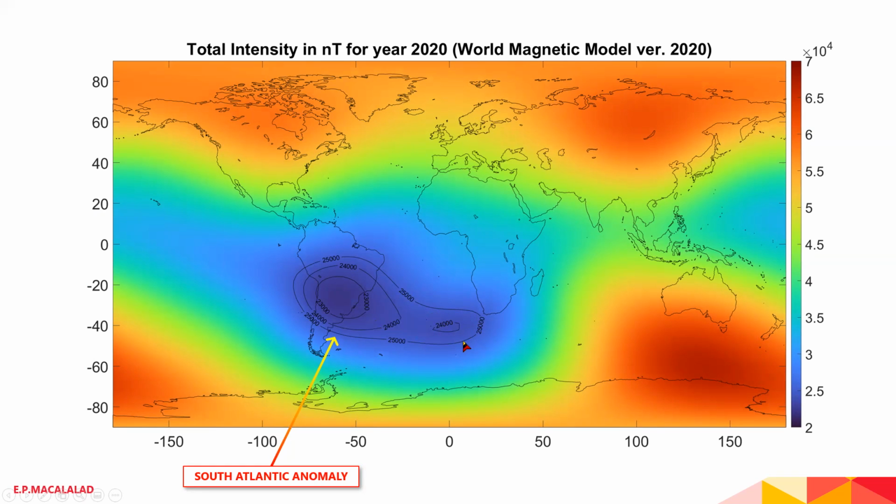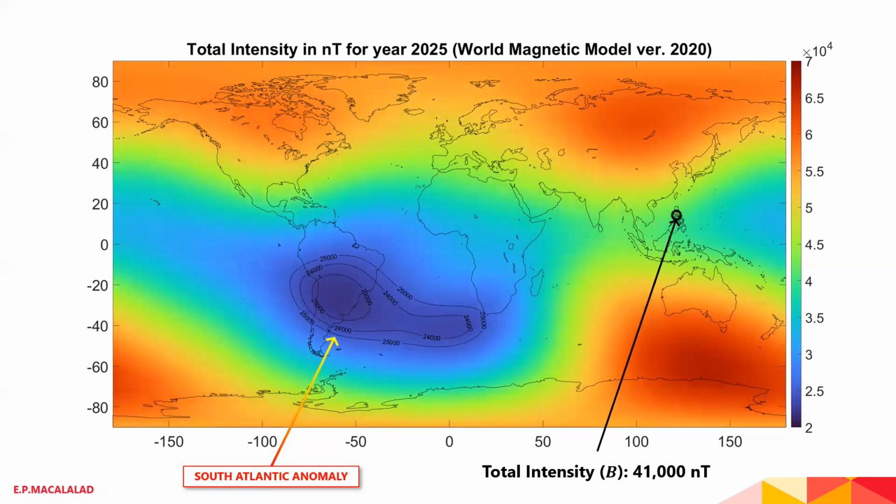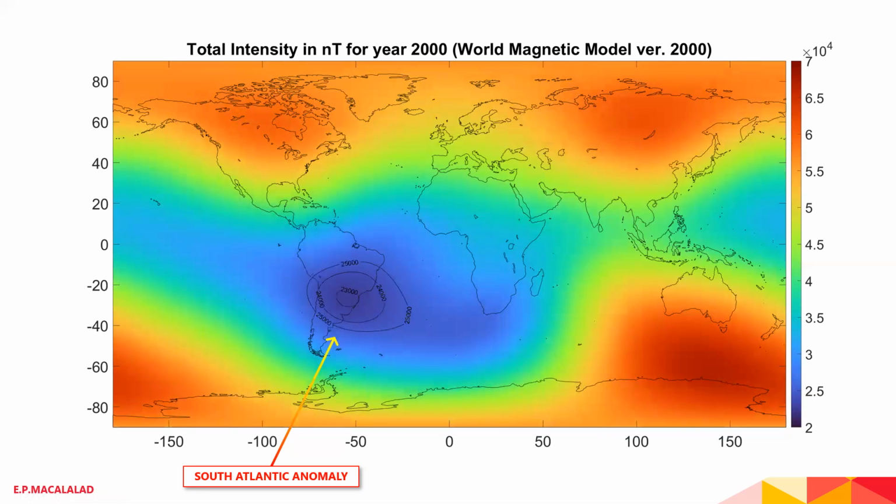So right now, it seems that there is another anomaly happening somewhere here. This is 2020, and today is actually here in the Philippines, specifically somewhere in Manila. The total intensity is about 41,000 nanotesla here in the Philippines. Now, if we extend it further, say 5 years' time, it is forecasted to be wider, even wider. So let's go back again to 2000.